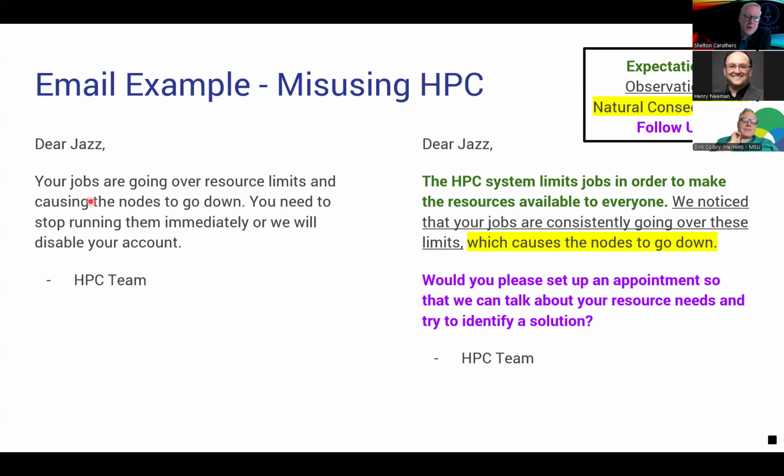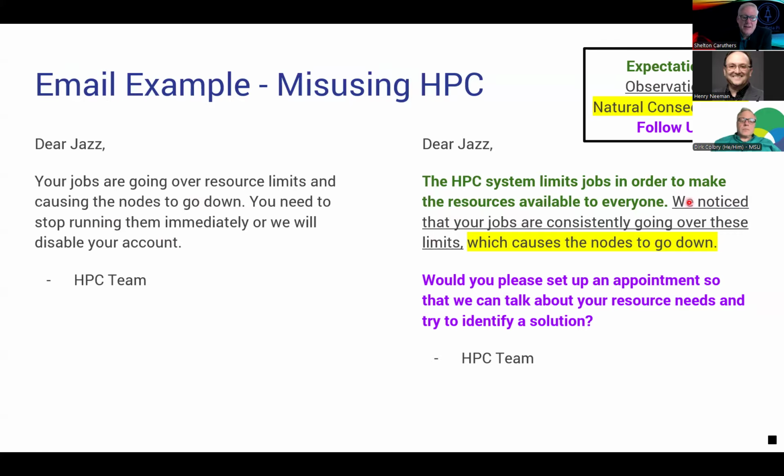So a different way to have approached this same case could have been to say, Dear Jazz, the HPC system limits jobs in order to make the resources available to everyone. We notice that your jobs are consistently going over these limits, which causes the nodes to go down. Would you please set up an appointment so that we can talk about your resource needs and try to identify a solution?